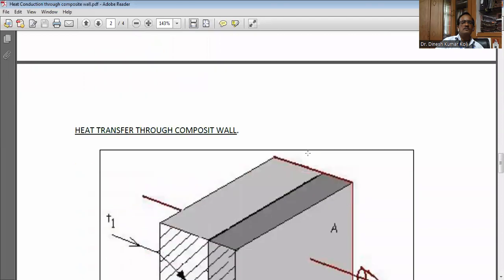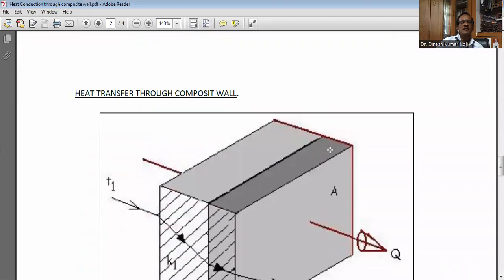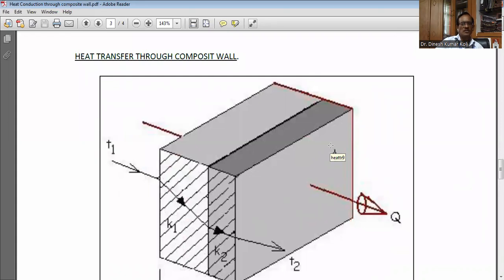Now we can take the example of a composite wall. So what is a composite wall? A composite wall is a wall composed of more than one wall, and they may be of different materials. So here you will see the heat flow is occurring perpendicular to this plane. At this point, the temperature is T1. It's the maximum temperature actually.